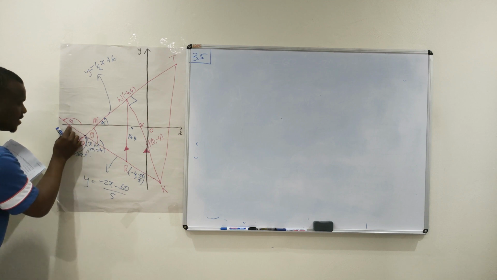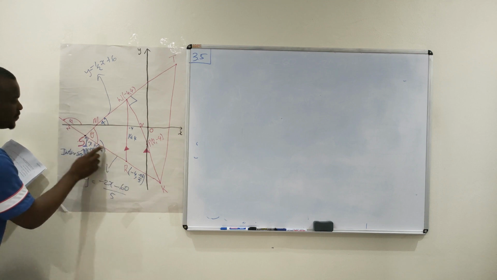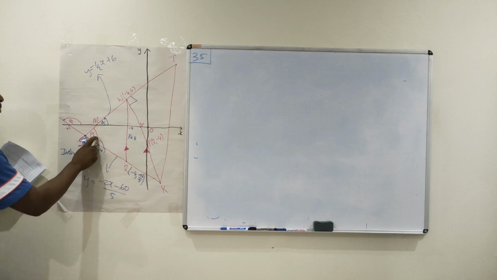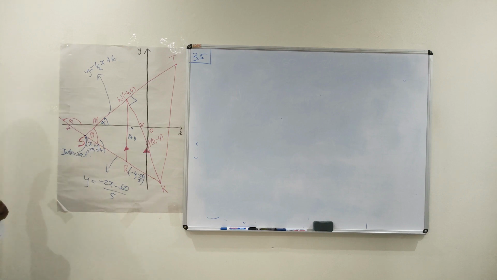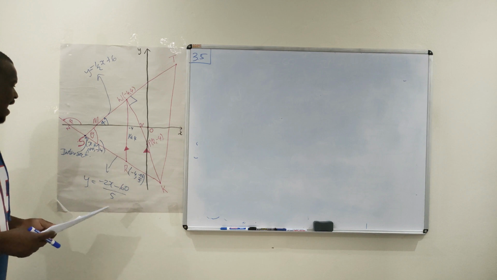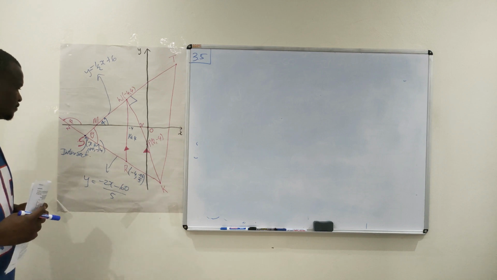And now I know that the angles on a straight line add up to 180. If I know what this is, then I'll be able to subtract this from 180. That's the one that I think is easy for myself.